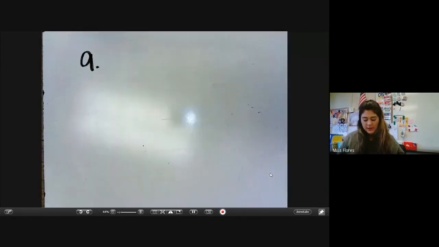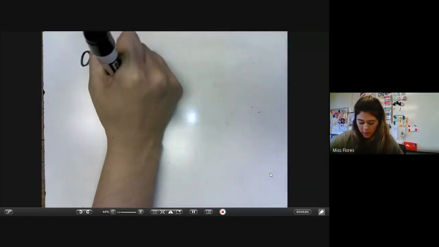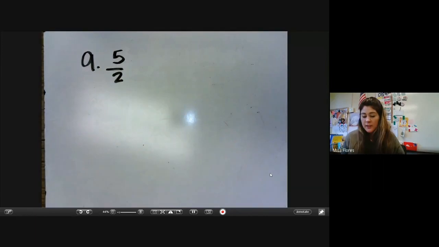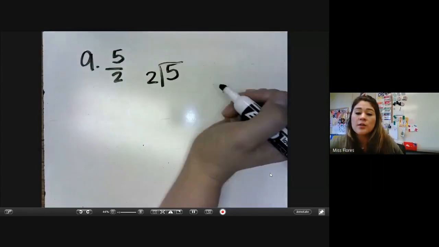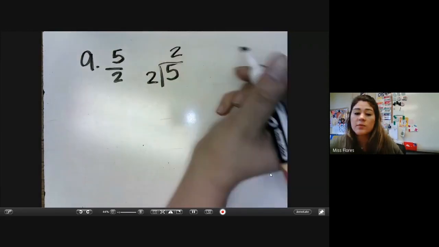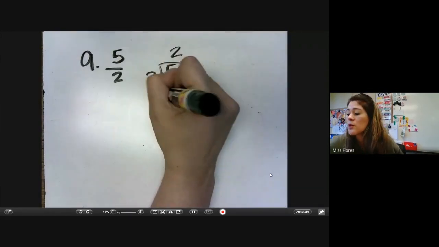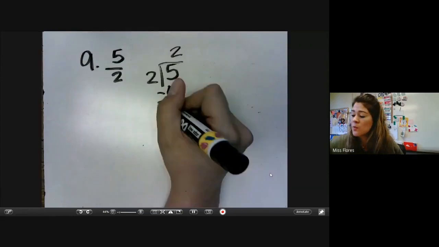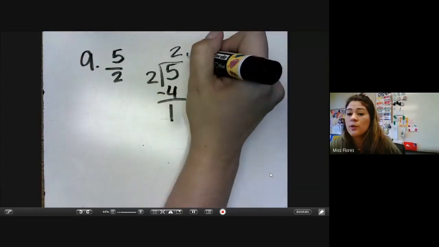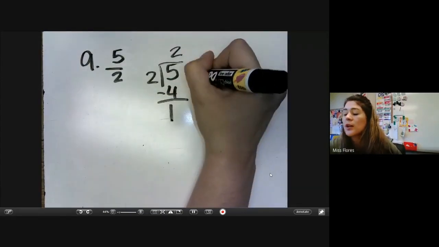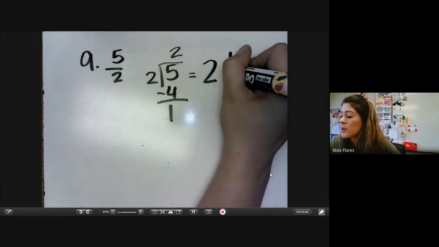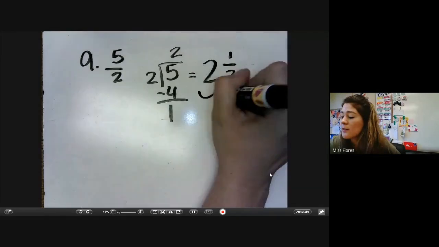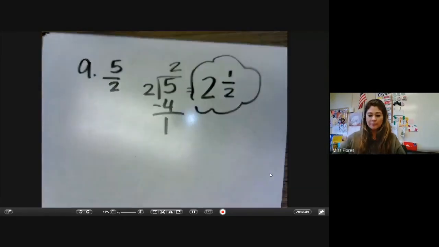Number 9, it says change the improper fraction 5/2 to a mixed number. Okay, let's do that first. We need to divide 5 by 2. 2 goes into 5 2 times. 2 times 2 is 4. 5 minus 4 is 1. So this 2 becomes our whole number, and our 1 becomes our numerator, and our 2 becomes our denominator. So now we have our new mixed number, okay?